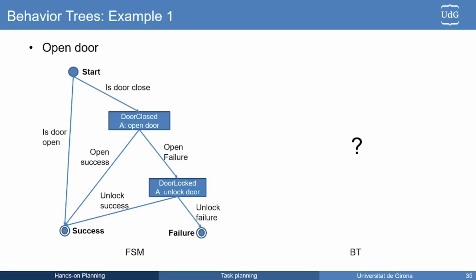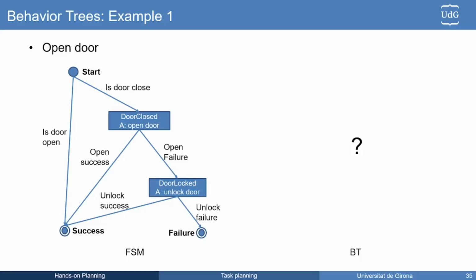the door. Well, in fact, it's not a sequence, it's a fallback, sorry. It's a fallback. We will check if the door is open. If the door is open, it automatically returns that the door is open. If not, what we are going to do is try to open the door. This is an action, open door. If this succeeds, we are done. If this fails, then what we can do is try to unlock the door.